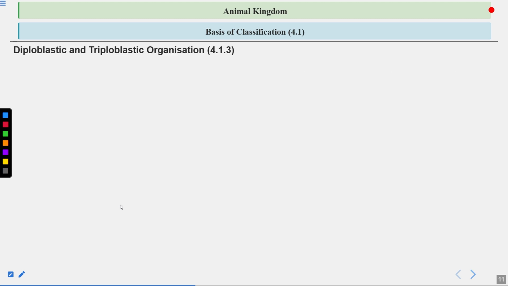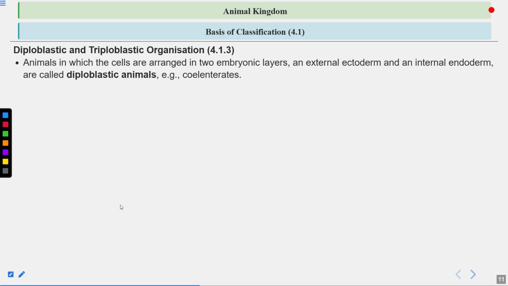Diploblastic and triploblastic organization. Animals in which the cells are arranged into two embryonic layers, an external ectoderm and an internal endoderm, are called diploblastic animals, for example coelenterates. Two embryonic layers are there: the external one is called ectoderm, and the internal one is called endoderm. And in between the ectoderm and endoderm, there is a jelly-like substance. It is not cellular; it is called mesoglea.